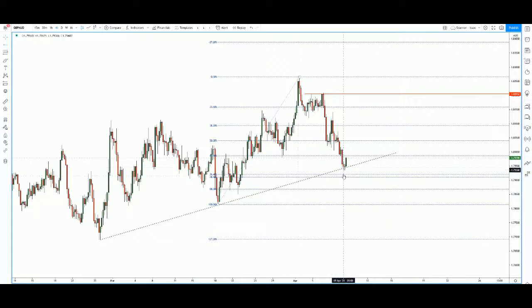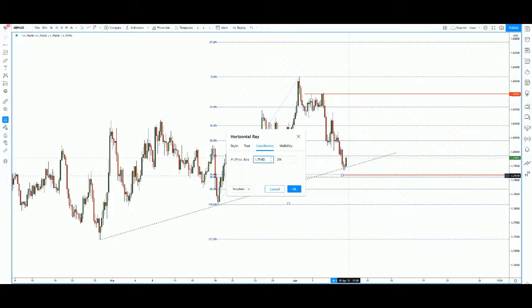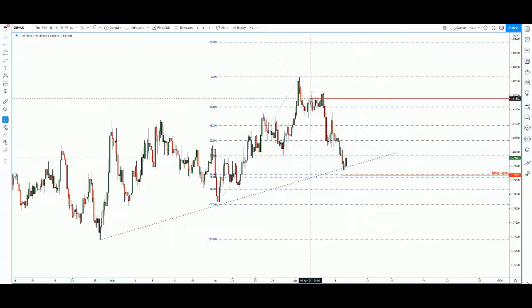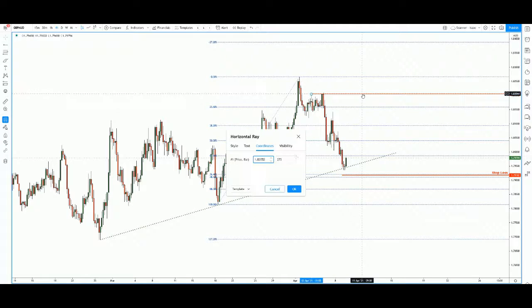level. Alright, so let's just put our stop loss just a bit below the 76.40, just in case price overextends. Alright, and like I mentioned earlier, this will be our final take profit. This is based on the daily high.